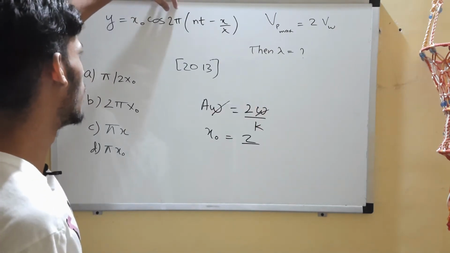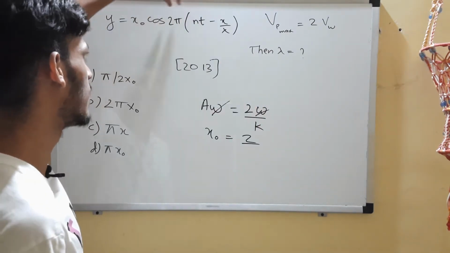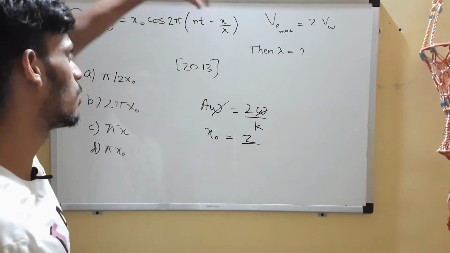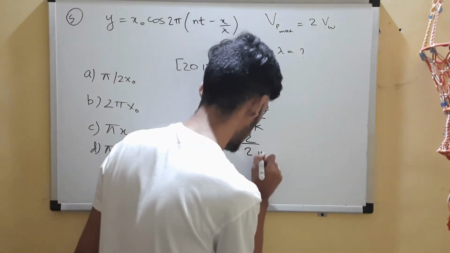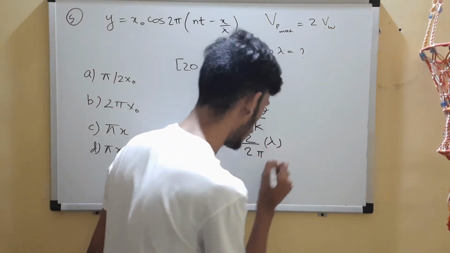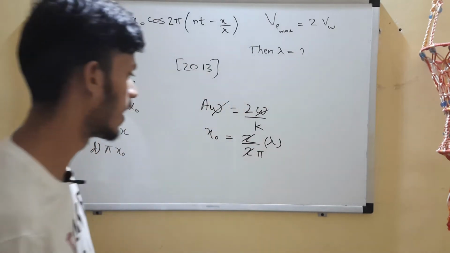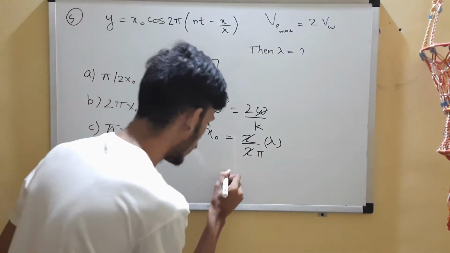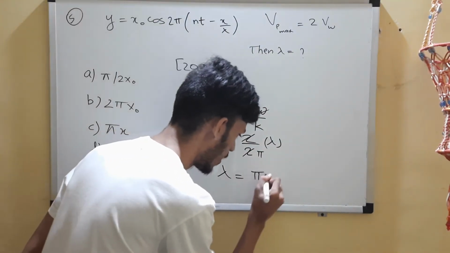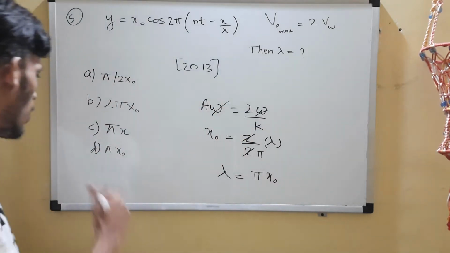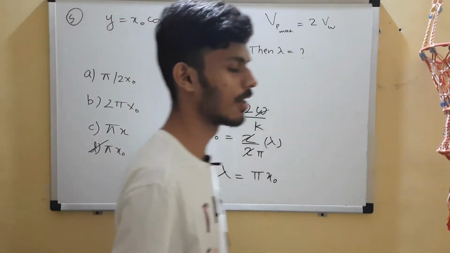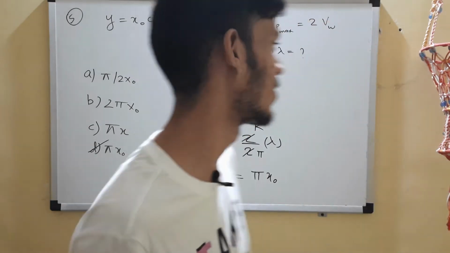Okay, so now you have multiplied this 2 pi inside, and the coefficient of x is 2 pi by lambda. Okay, so 2 pi by lambda, that goes on top. This 2 and this 2 will get cancelled, and you'll get the value of lambda as pi x naught. Okay, so option D, pi x naught, is the correct choice. Over to the next question.